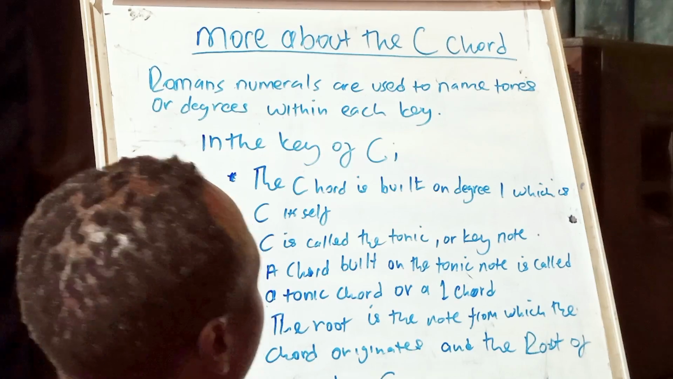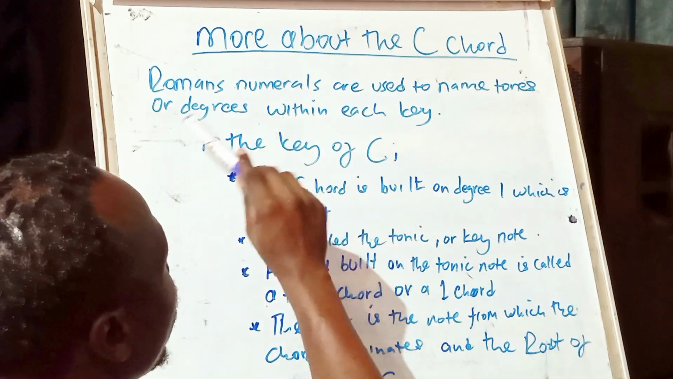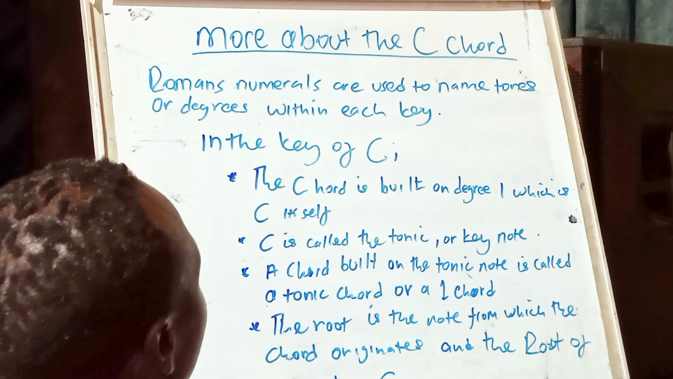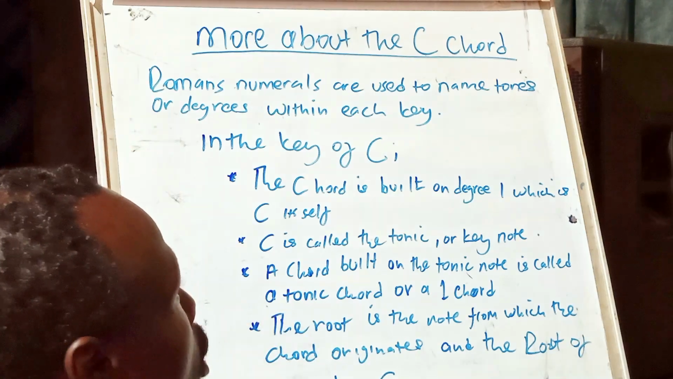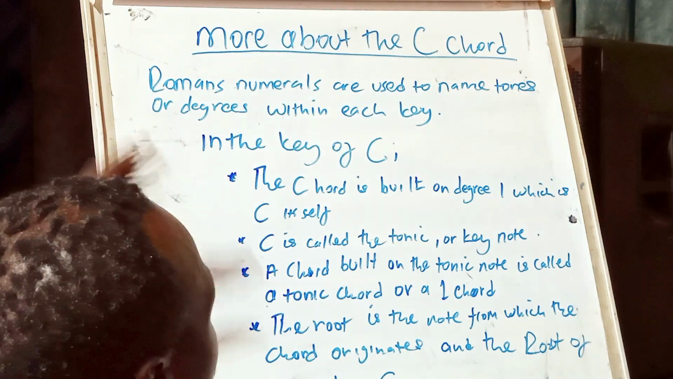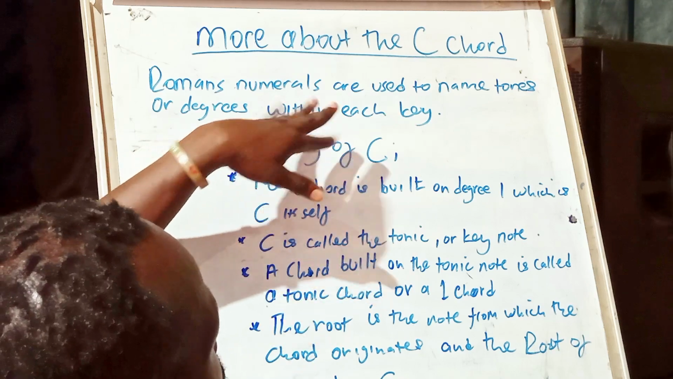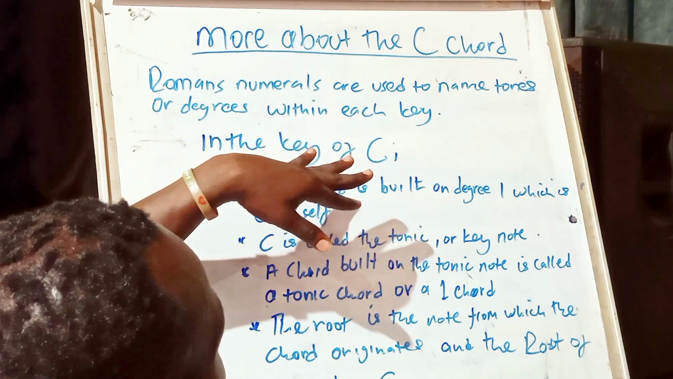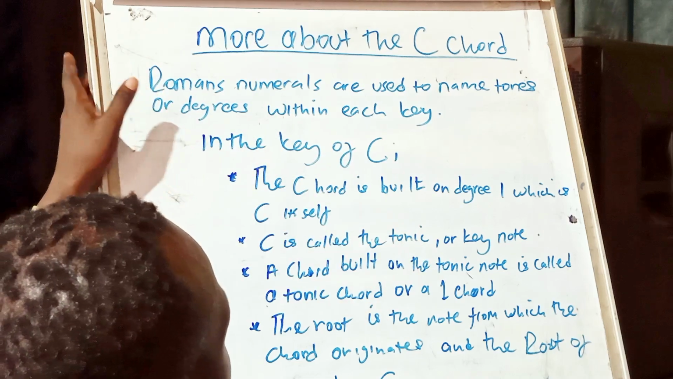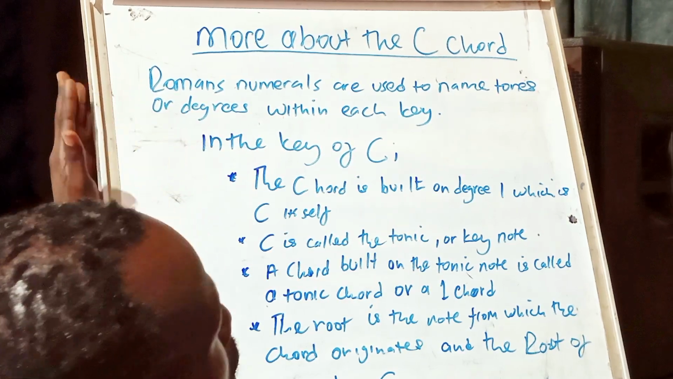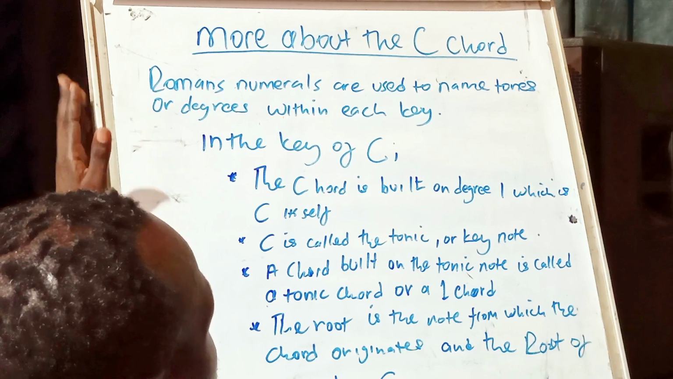More about the C chord: Roman numerals are used to name tones or degrees within each key. Roman numerals are used to name the tones or degrees within each key.